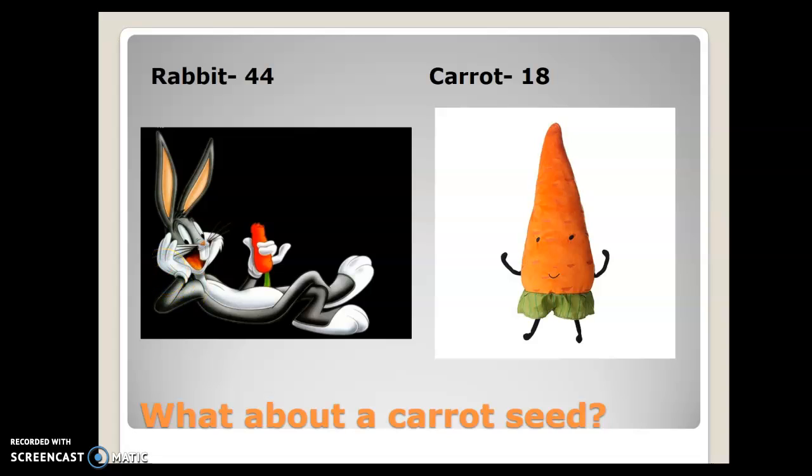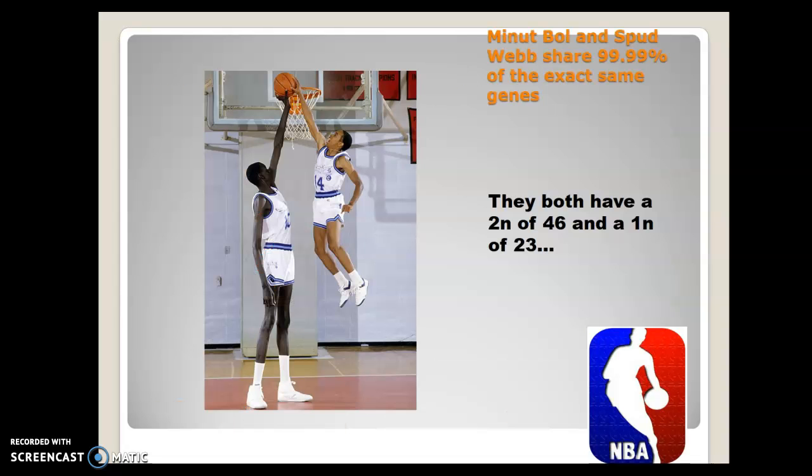If a regular carrot's diploid number is 18, how many chromosomes would its seed have? If a rabbit's diploid number is 44, its sperm or its egg, its haploid number, would be half that, 22.